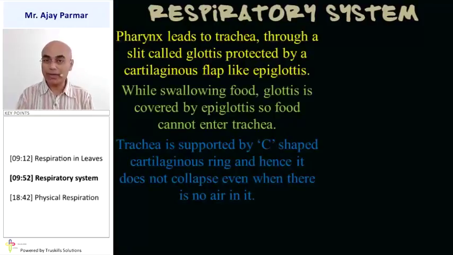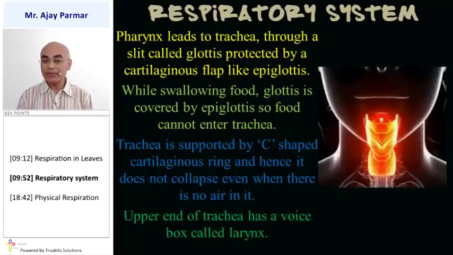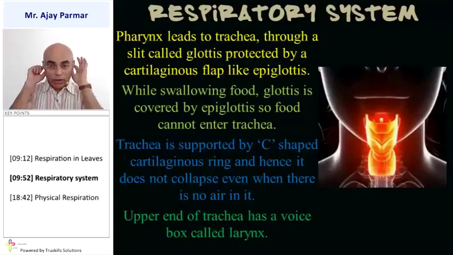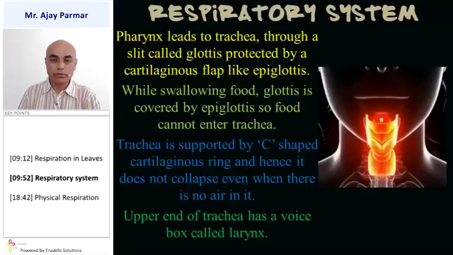The trachea is also supported by C-shaped cartilaginous rings. So, it does not collapse even when there is no air in the trachea. The Adam's apple that you see is mainly because of the C-shaped cartilaginous rings which are protecting that particular tracheal tube just behind that. The upper end of the trachea is called the larynx, what we call the voice box. That is the position of the voice box over there.